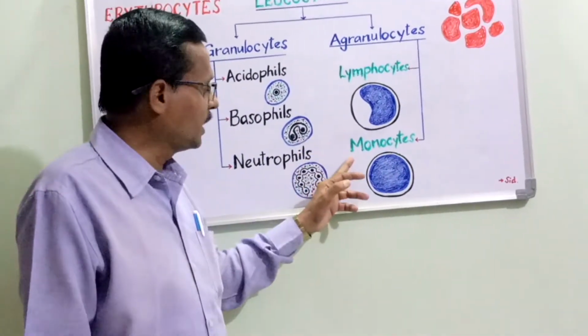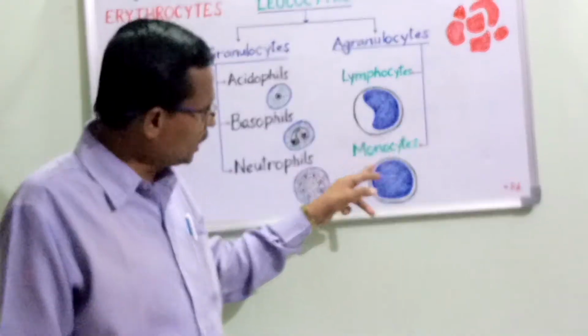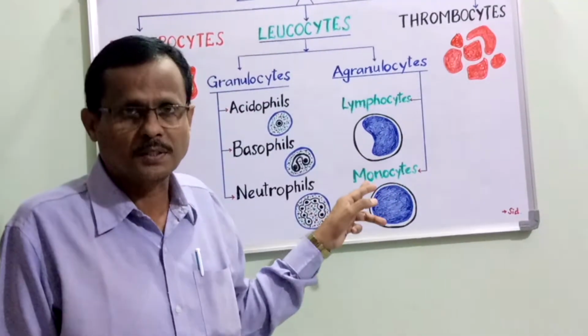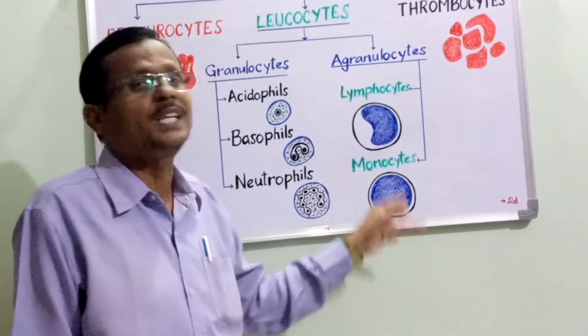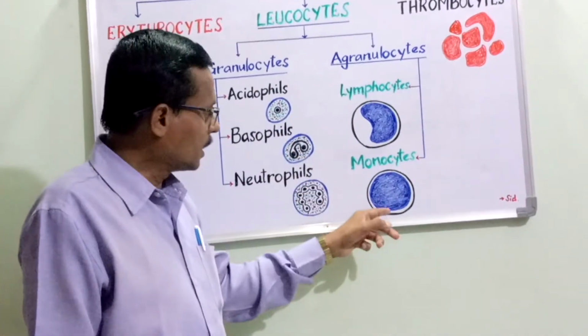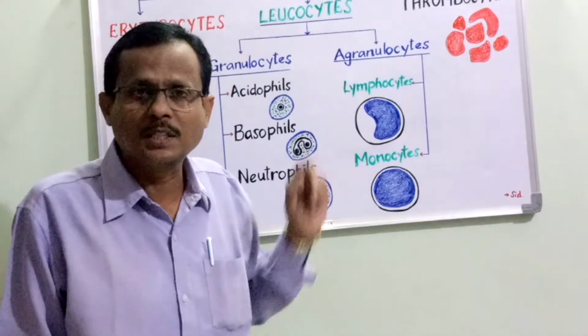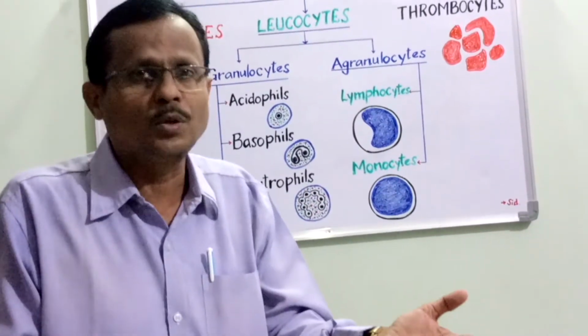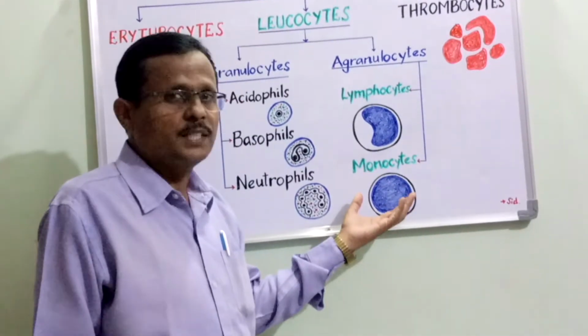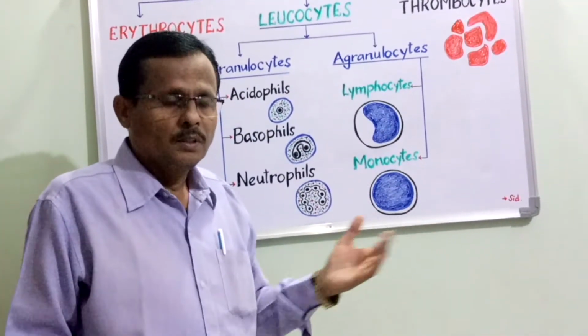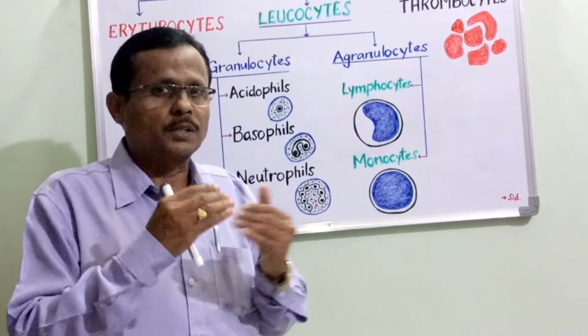Now, finally, the monocytes. These are the biggest of all the blood cells. Monocytes are the largest cells with the largest nucleus. They bear a maximum sized nucleus in them. We don't find any granules in the monocytes. As such, these monocytes are capable of cleansing the blood.